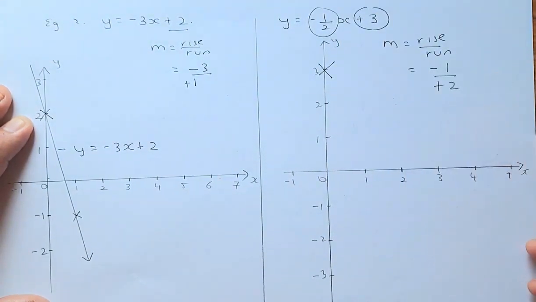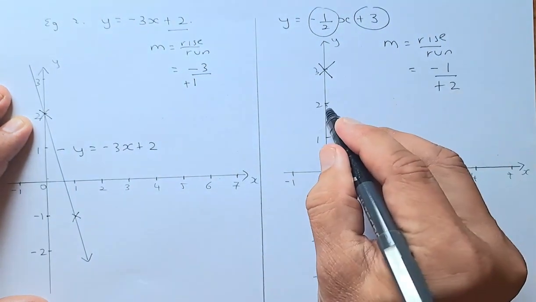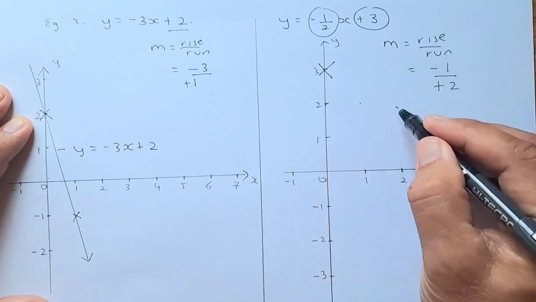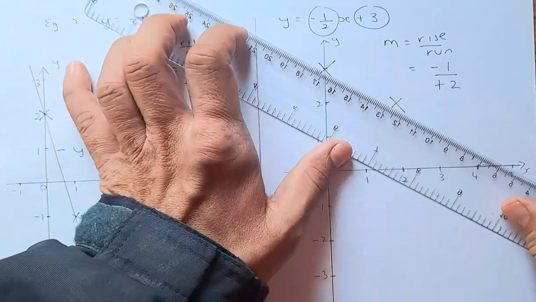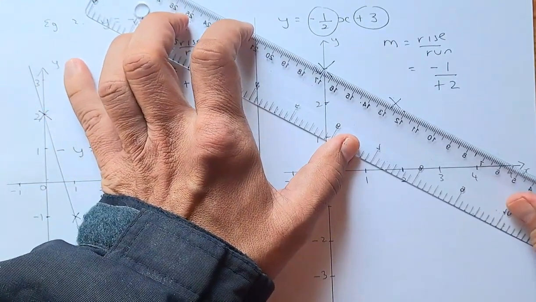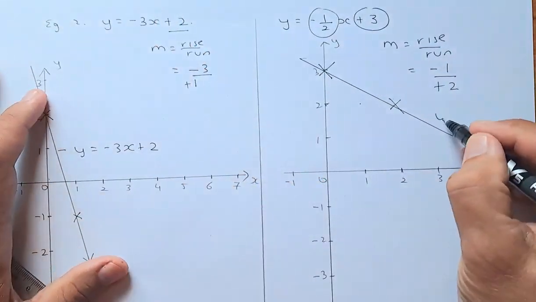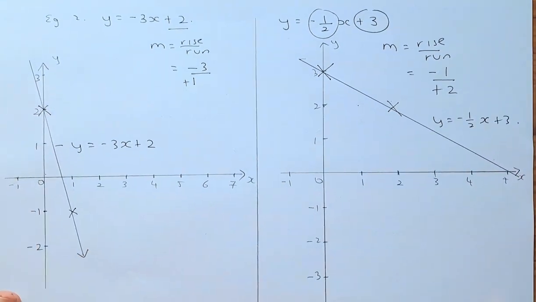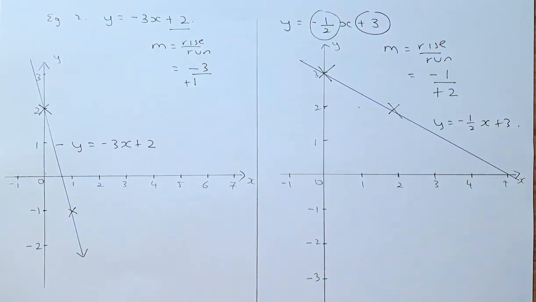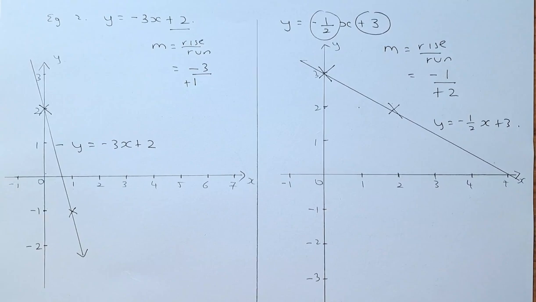Very simple. From this point, you're going to go down 1, and then you go across 2. 1, 2, and plot the next point, and then you draw the line across, and label the graph y equals negative half x plus 3, and you are all good to go. So this is the method to draw a linear graph using the gradient intercept method. Hope you understand it. Cheers, everyone.